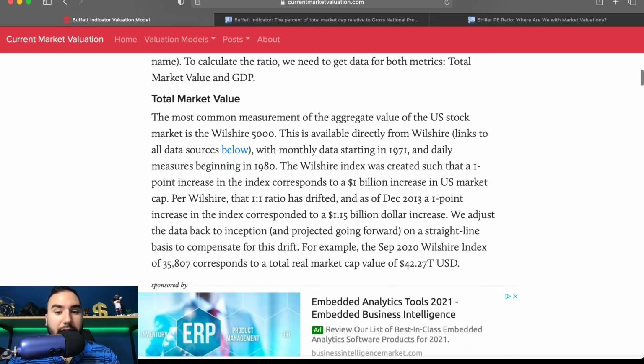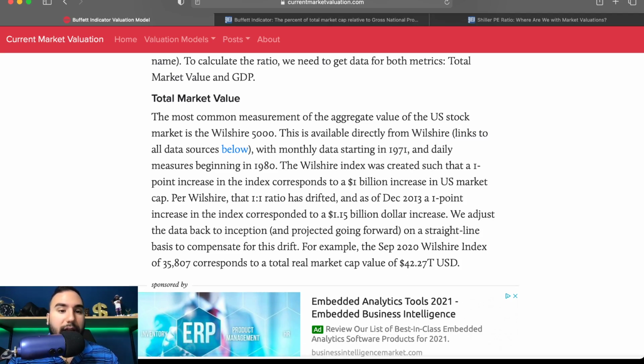So let's take a look at how this is actually calculated a bit more in depth. The most common measurement of the aggregate value of the U.S. stock market is the Wilshire 5000. This is available directly from Wilshire, with links down below, with monthly data starting in 1971 and daily measures beginning in 1980. The Wilshire Index was created such that a 1-point increase in the index corresponds to a 1 billion increase in the U.S. market cap. Per Wilshire, the 1-1 ratio has drifted, and as of December 2013, a 1-point increase in the index corresponded to a $1.15 billion increase.